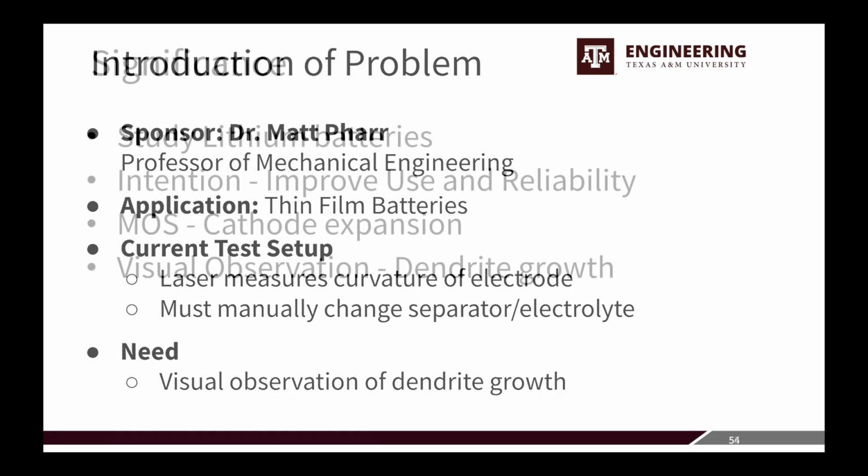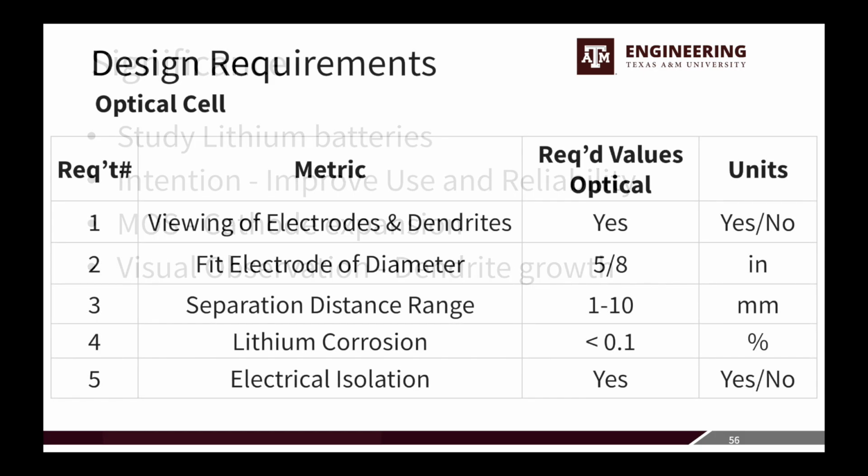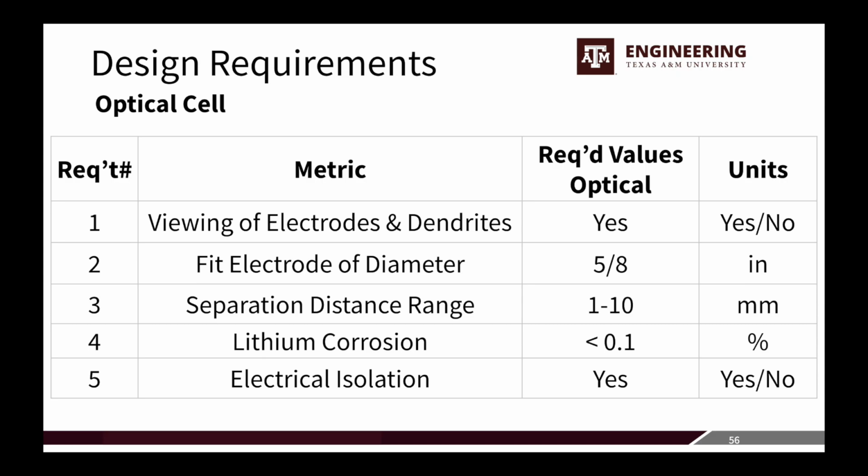The importance of this cell is to allow Dr. Foy to study lithium batteries with the intention of improving their use and reliability of batteries in the future. Using this visual observation, he can study dendrite growth between the electrodes. The optical cell design requirements include viewing of electrodes and dendrites, allowing for two electrodes to fit in, as well as having a separation distance range. The cell needs to prevent lithium corrosion while being electrically isolated.